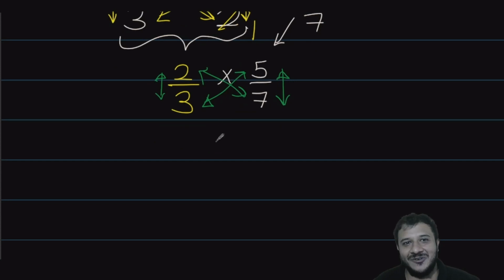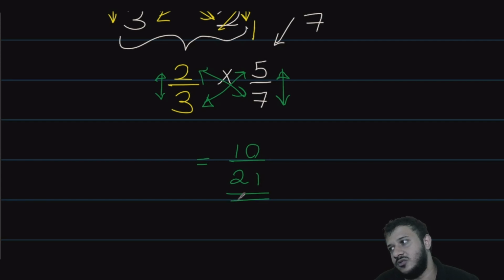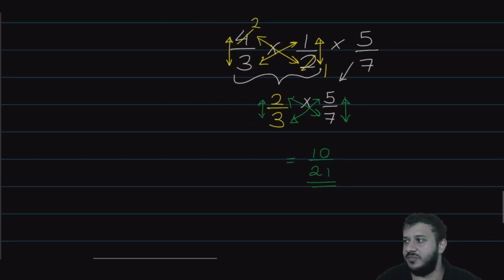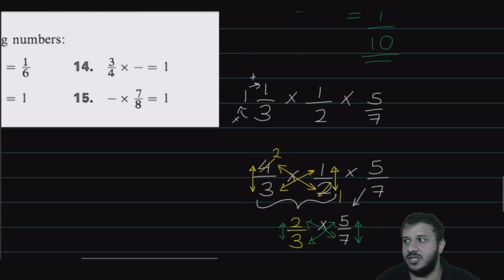So what is my answer going to be? What will be my answer? 10? Yeah, 10. 10 over what? 21. 21. Why? 2 times 5 is a 10. 3 times 7 is a 21. Yep. All good, guys? Everybody? So far, so good?